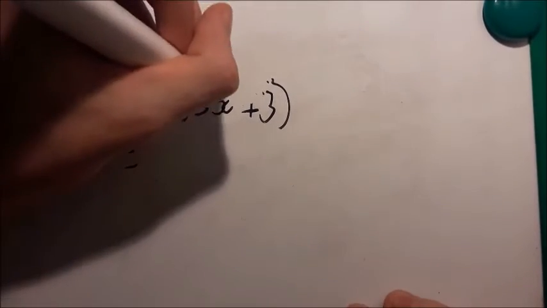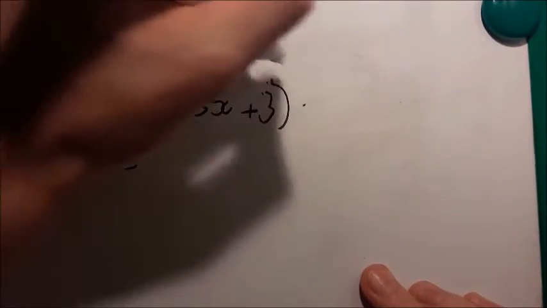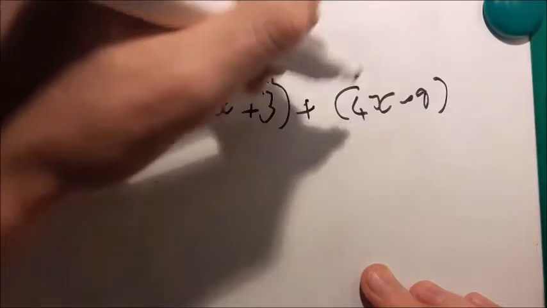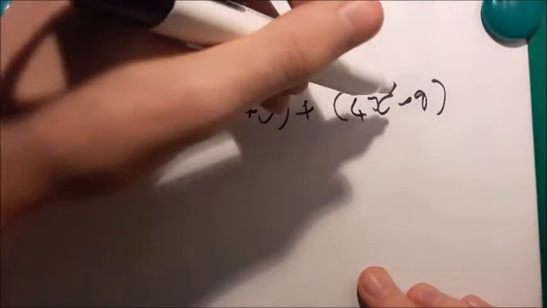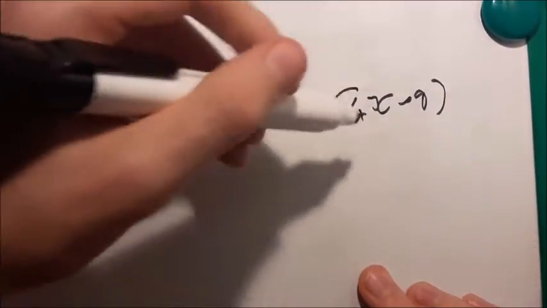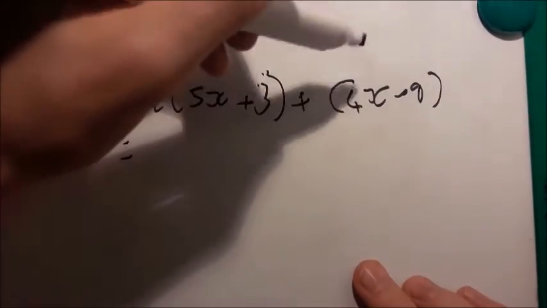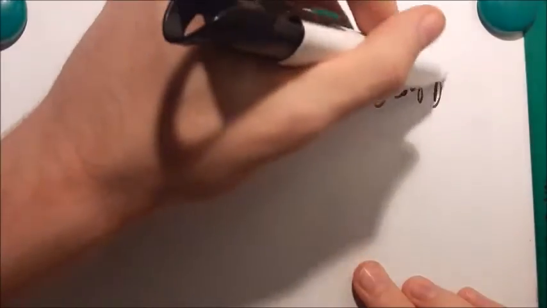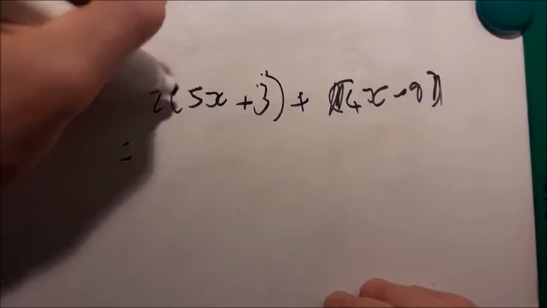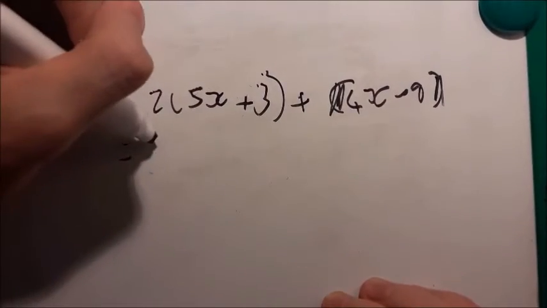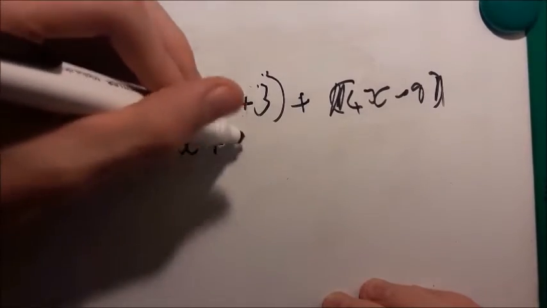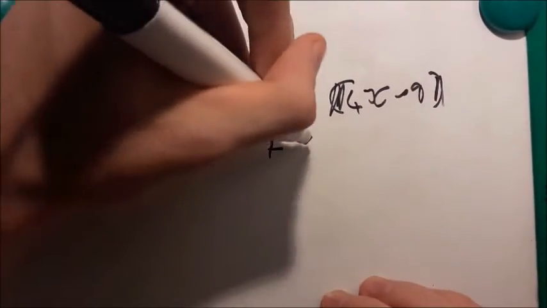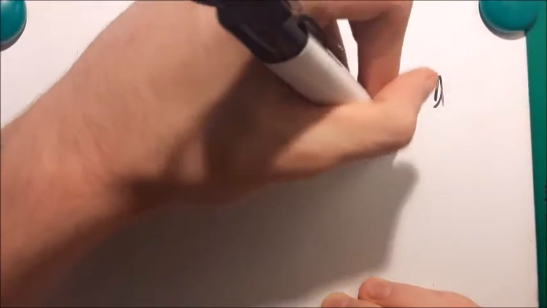Let's say we get this, but then we also get plus 4x minus 9. Now we can see that nothing is timesing into these, so we can just as well say that these brackets aren't there because they're not useful. So now we have this 10x plus 6, but now we have this plus 4x minus 9.